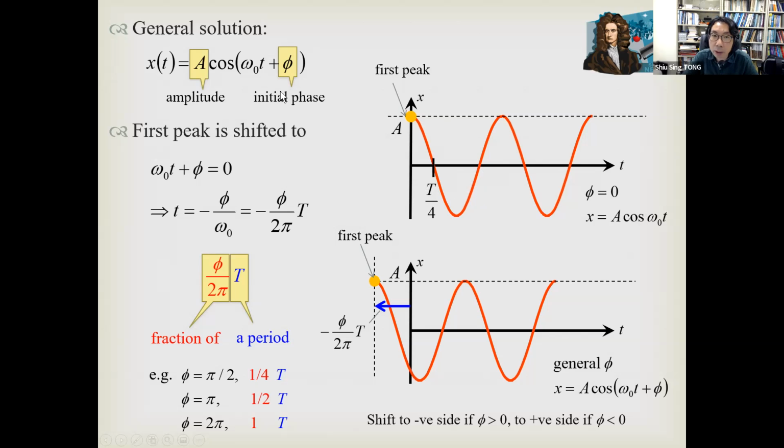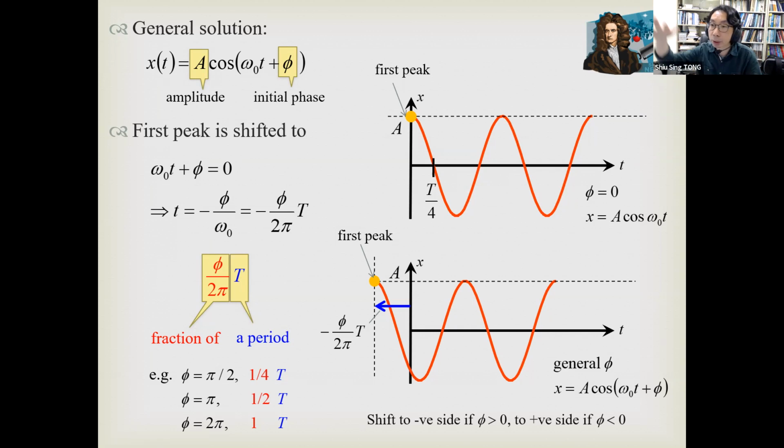Now, what would happen if I add a phase? I claim that the original expression without phase has a first peak. The cosine function goes up and down, right? So there are peaks and troughs. If I want to locate the peaks, I will find that the first peak is exactly located at t equal to 0. So when the time is 0, the displacement is at the first maximum.